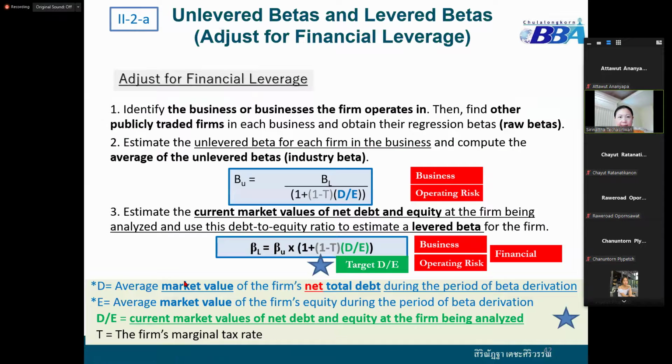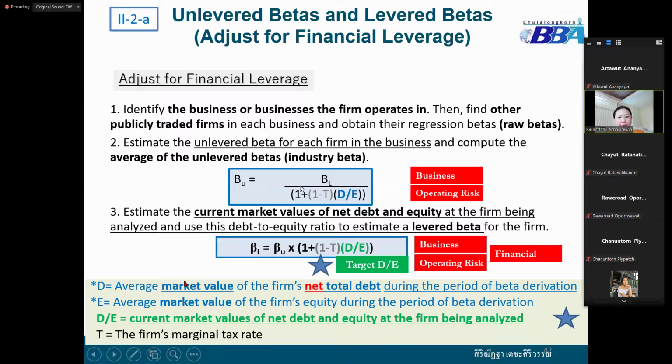Okay. So this slide is about adjusting for financial leverage of the comparable firm. The step: we find comparable firms compared to the firm that we want to estimate the beta for. After we find a comparable firm, we have the beta of that comparable firm, and then we take out the difference in financial leverage using this formula.